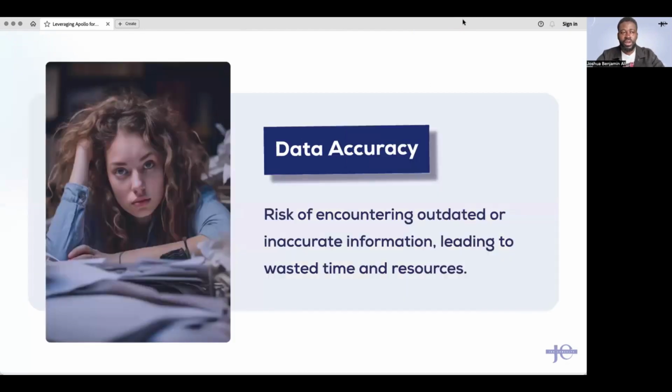Data accuracy, the risk of encountering outdated or inaccurate information leading to wasted time and resources. So that's with respect to the lead enriching. Some of the information that you might have is outdated. Maybe the person is no longer with the company, maybe the person is in a different position, or the domain has been changed or something like this. So you would need to do some due diligence to understand exactly if the information that you have is accurate or not. And that could be a disadvantage to some people.